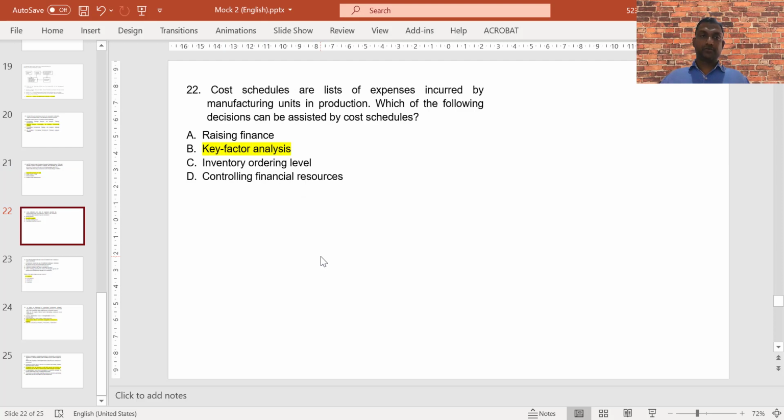Question number 22, cost schedules are lists of expenses incurred by manufacturing units in production. Which of the following decisions can be assisted by cost schedules? So let's look at how this is explained.